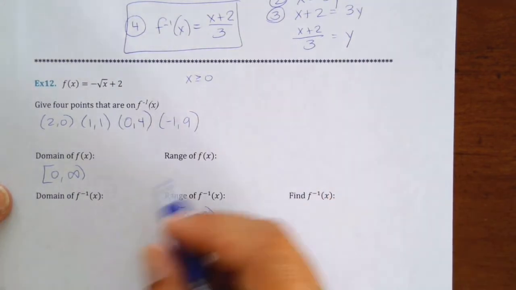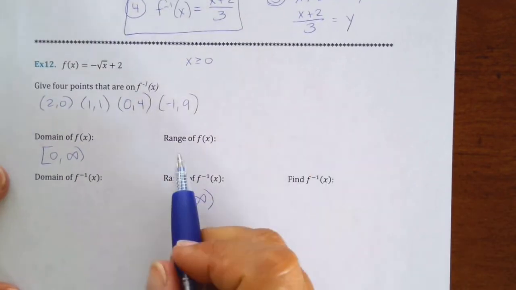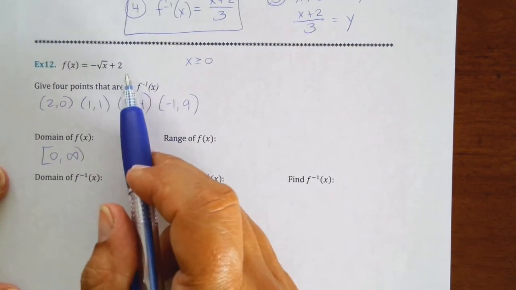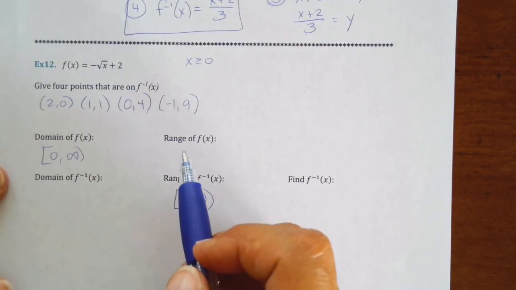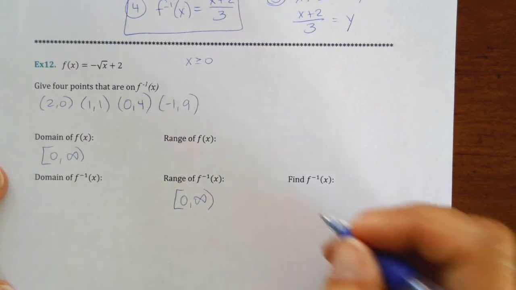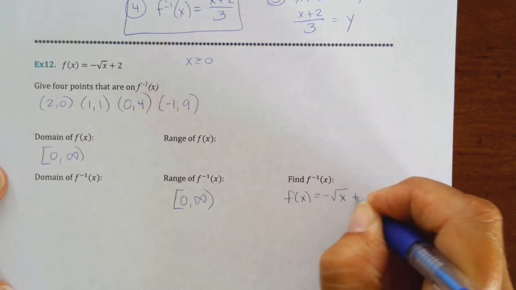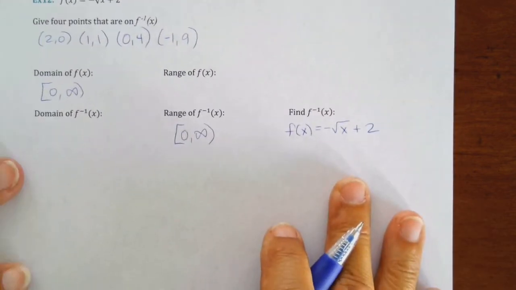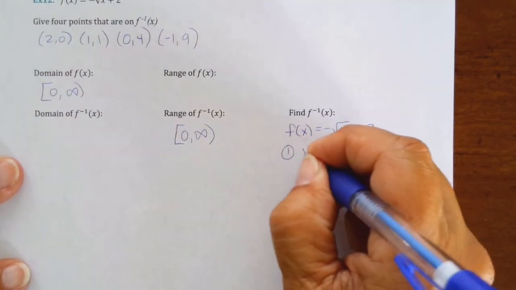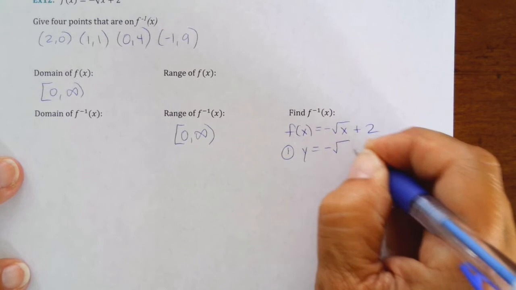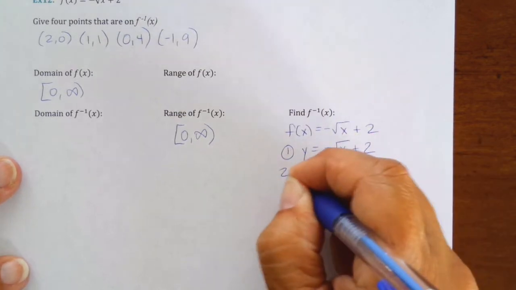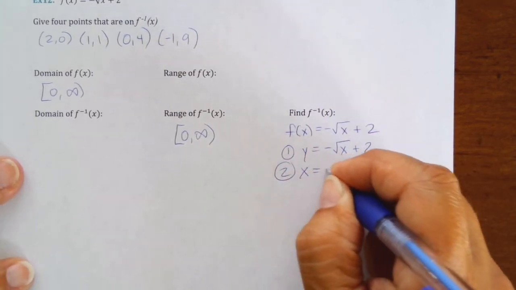All right, so I don't know the domain of the inverse or the range of the function unless I graph this, which we could graph, but let's say we don't want to graph it. So let's find the inverse. So the function is negative square root of x plus 2. Let's do our 4 steps. So 1 is to replace that with y. 2 is to switch your x and your y.